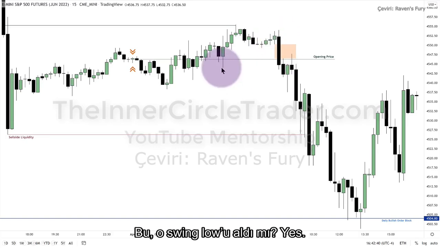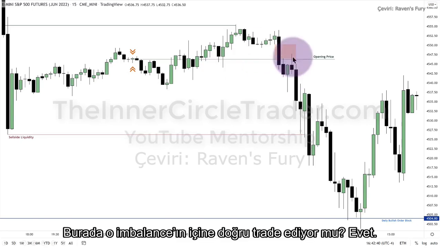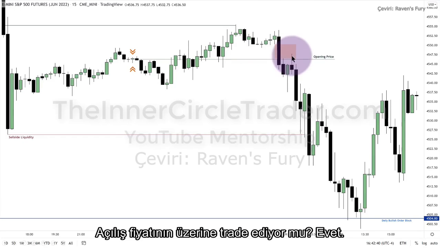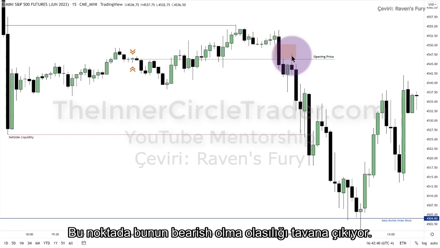Did that take out that swing low? Yes. Does it trade up into that imbalance right here? Yes. Does it trade above the opening price? Yes. How many boxes did we just check off there? A whole lot. Probabilities are now going through the roof that this is bearish.